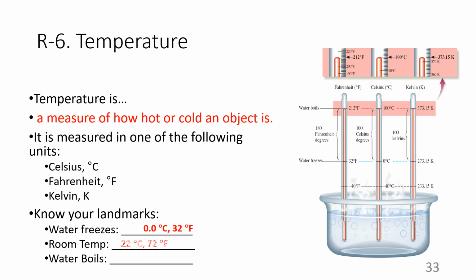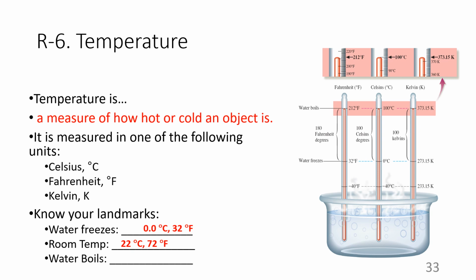What about room temperature? Room temperature is about 72 degrees Fahrenheit. In Celsius, that would be about 22 degrees. So if you're looking at weather, and maybe you're in Canada or in Europe, and they're reporting their weather in Celsius, they might say, oh, it's a beautiful day, it's 22 degrees outside. And you might be thinking, that's really cold. It's not, because in Celsius, 22 degrees Celsius is roughly the same as 72 degrees Fahrenheit.